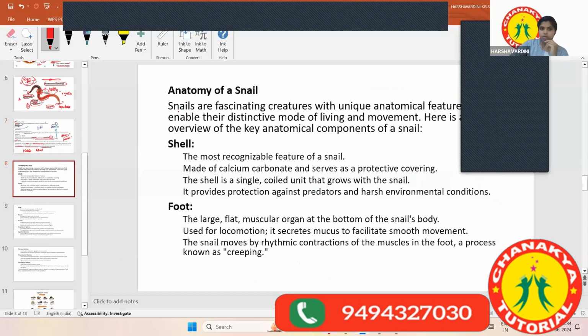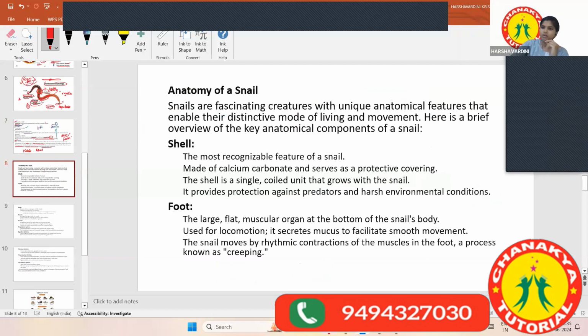We will now come to the anatomy of the snail. Snails are fascinating creatures. Do you like snails? You saw the pictures of snails. Do you like the snail? Both of you.